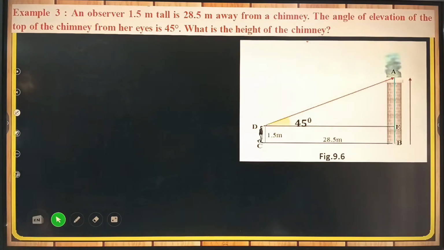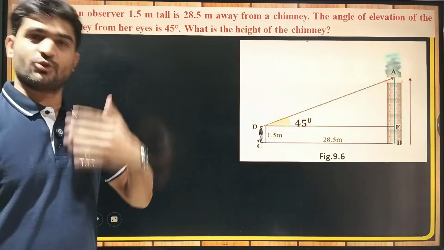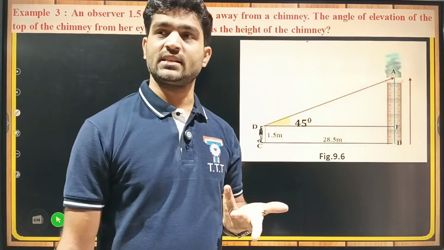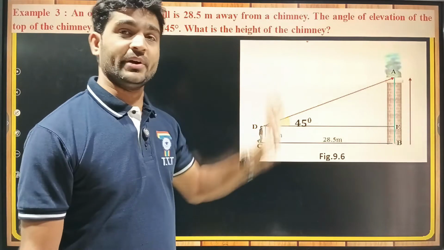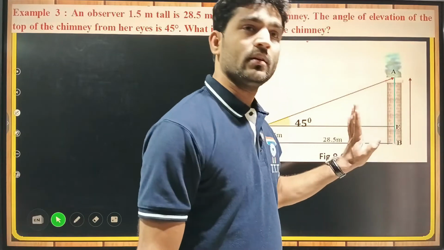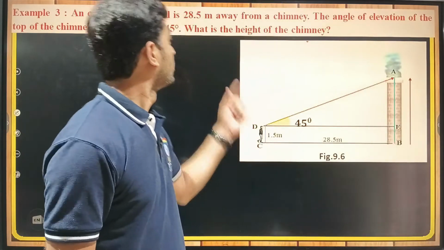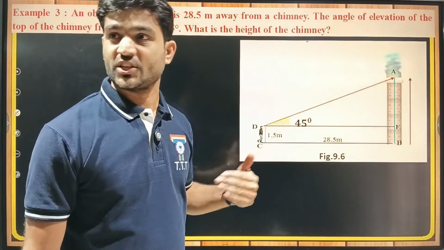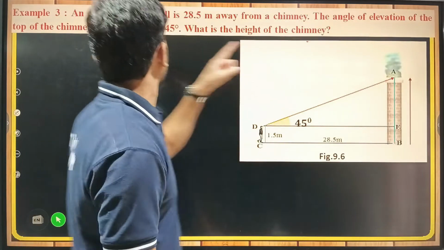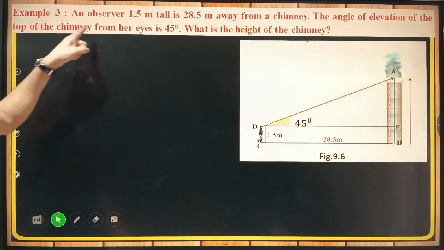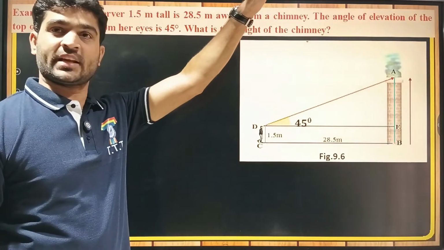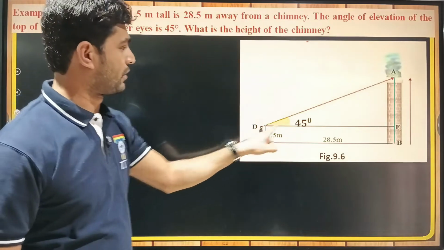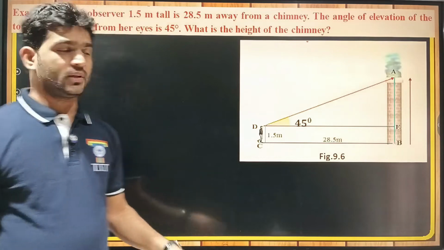Observe the question. What does it say? An observer 1.5 meters tall. There is an observer, which means there is a person. The person's height is 1.5 meters. He is 28.5 meters away from a chimney. Here there is a chimney, some distance away. The angle of elevation of the top of the chimney from her eye is 45 degrees. Observe in this direction, the angle of elevation of the top is 45 degrees. Clear?